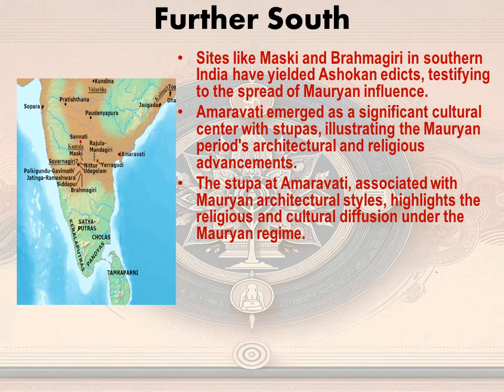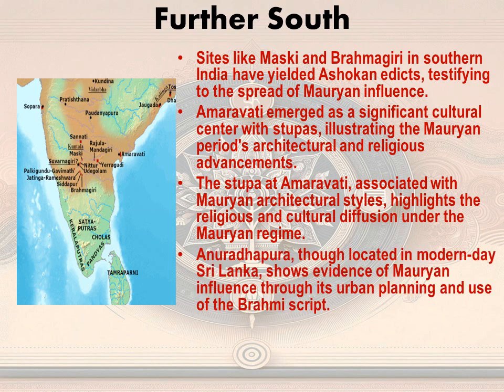The stupa at Amravati, associated with Mauryan architectural styles, highlights the religious and cultural diffusion under the Mauryan regime. So, this stupa in Amravati is very much significant. It has been beautifully reconstructed up to a certain extent by the Archaeological Survey of India.